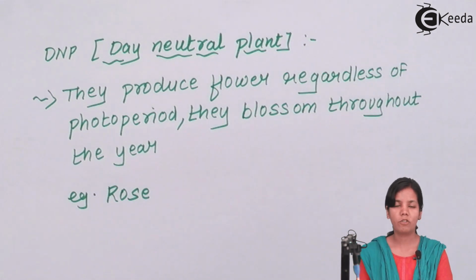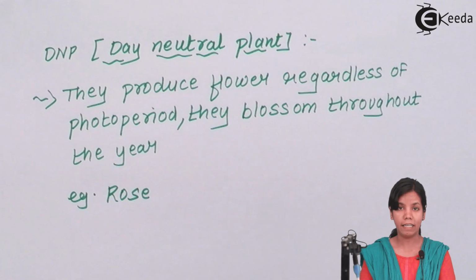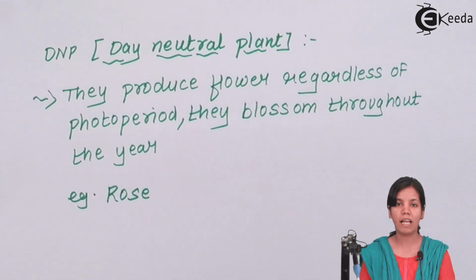Students, in this part of the chapter, we have studied three different types of plants depending upon the amount of photoperiod they need and require to blossom, which grow in three different seasons. I hope you all are clear about the concept.